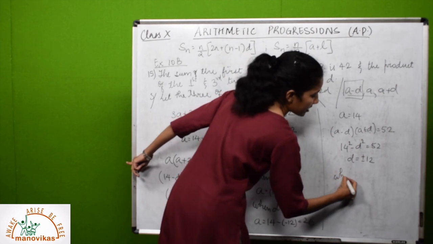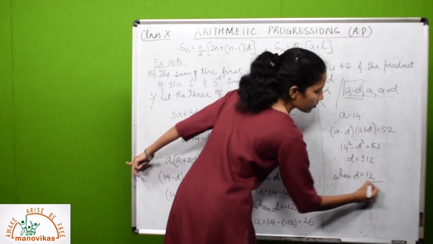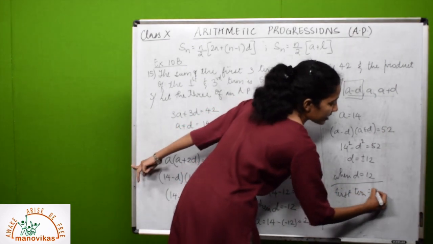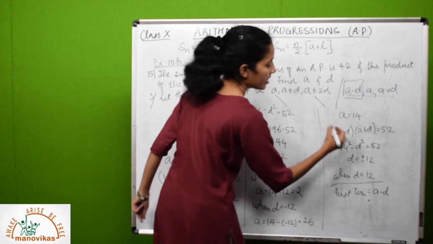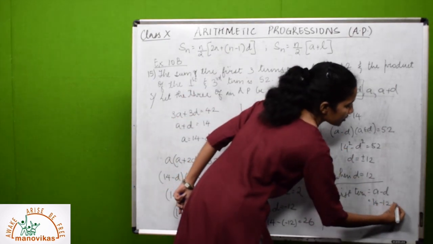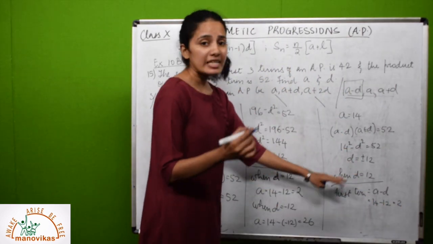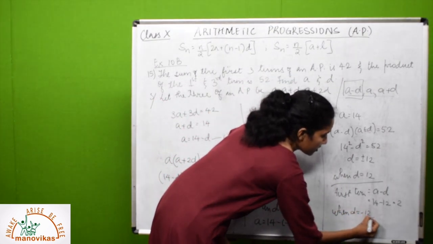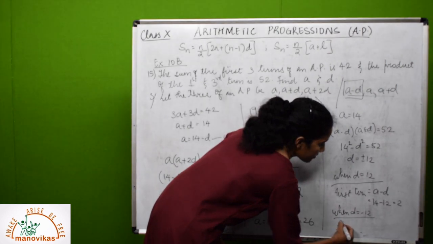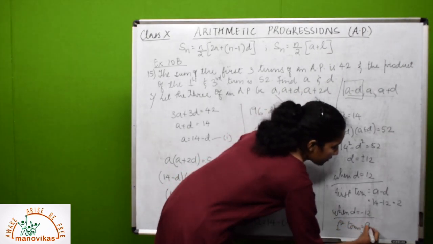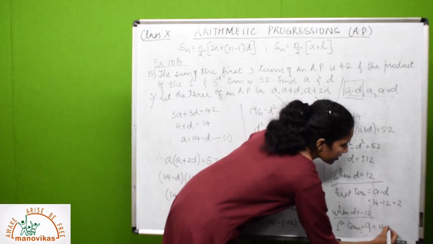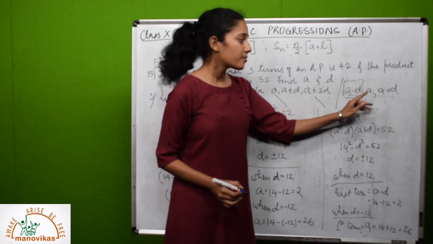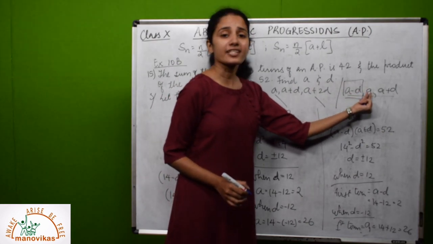When again D is equal to positive 12, your first term is A minus D, which will be 14 minus 12, which is 2. And similarly, when D is equal to negative 12, you will get the first term, or A1, to be 14 plus 12, which is equal to 26. If you are taking these terms, please do not make the mistake of taking A as the first term.